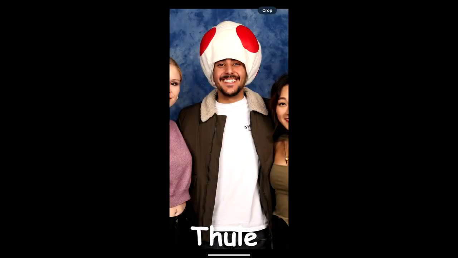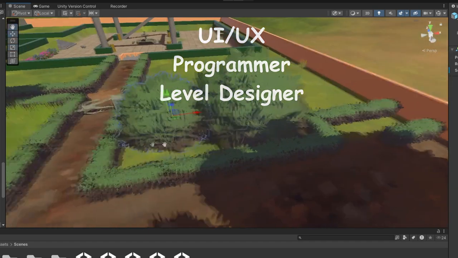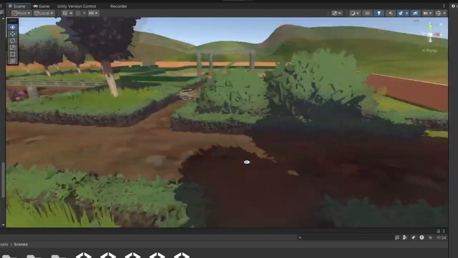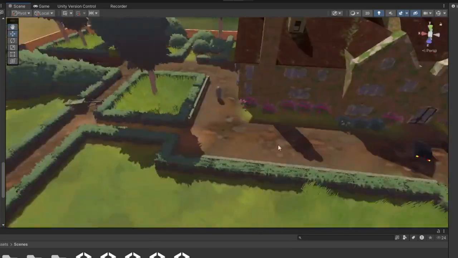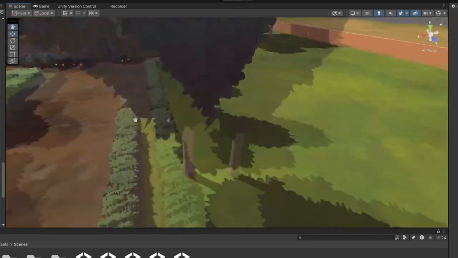Then we have Tulle, who does UI UX. He's a programmer and a level designer, and Tulle has been on board on Dandelion Developers ever since the start of Haunting Memories as well. He is the kind of person to stay up all night in order to work on something if it's important to finish it quickly. I mean, like, I've seen him do this so many times.